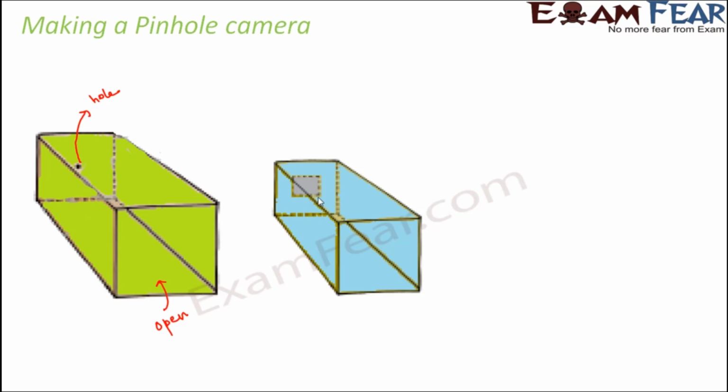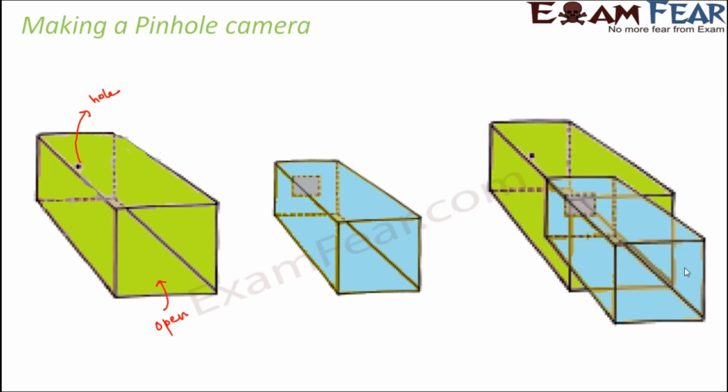So this portion is cut, and then this portion is covered with a photographic film or a transparent film. So you just paste a photographic film or a transparent film here, right? And now what you have to do, you put this smaller box inside the bigger box. Make sure that the smaller box fits exactly within the bigger box. And now you can move the smaller box, you can adjust the smaller box to see the image.